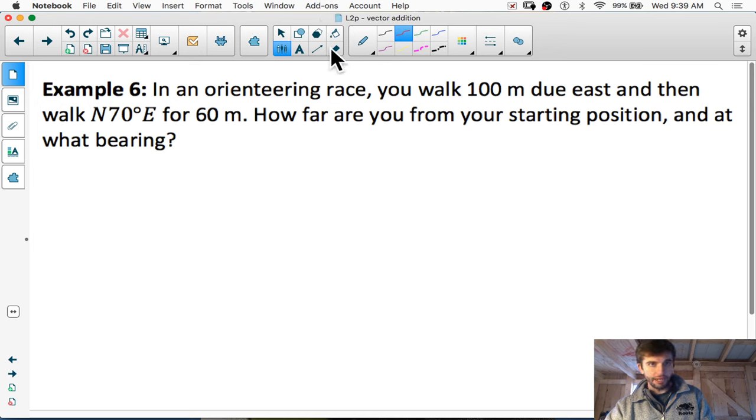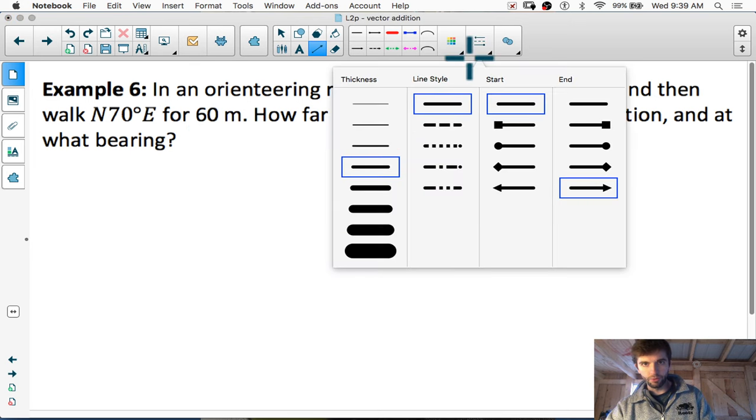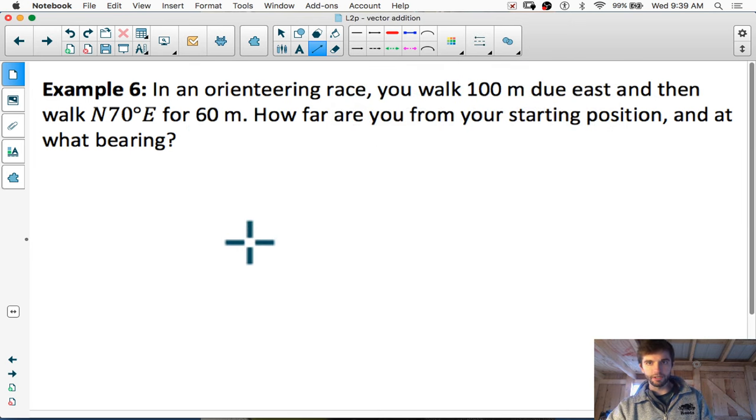Okay, this is our last example. So example 6, in an orienteering race, you walk 100 meters due east, and then you walk north 70 degrees east for 60 meters. How far are you from your starting position and at what bearing? So let's just show what we know so far. It says you walk 100 meters due east. So that would look like this.